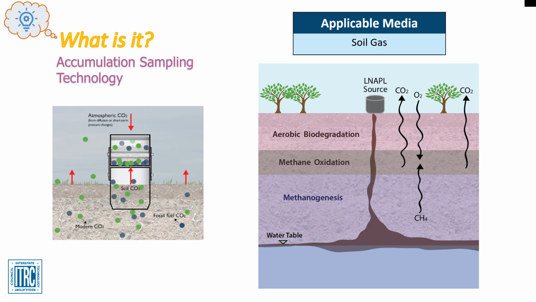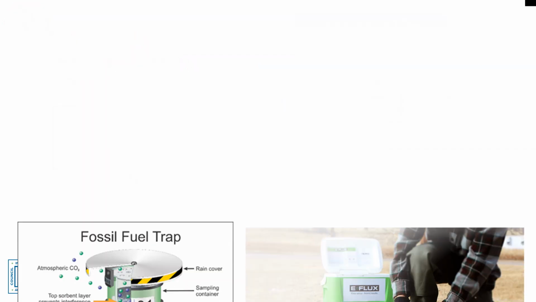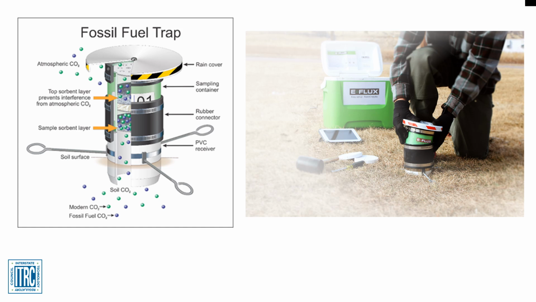The total carbon dioxide flux is captured from natural soil organic matter, which is expressed as modern carbon, and from light non-aqueous phase liquid, which is expressed as fossil fuel carbon. The top of the trap is open to the atmosphere to allow pressure equilibrium through the trap. The top sorbent element intercepts atmospheric CO2 to prevent sorption of atmospheric CO2 in the bottom element. The bottom element captures CO2 released from the soil, also known as soil gas efflux, resulting in a time-integrated estimate of CO2 flux normalized to the cross-sectional area of the trap.